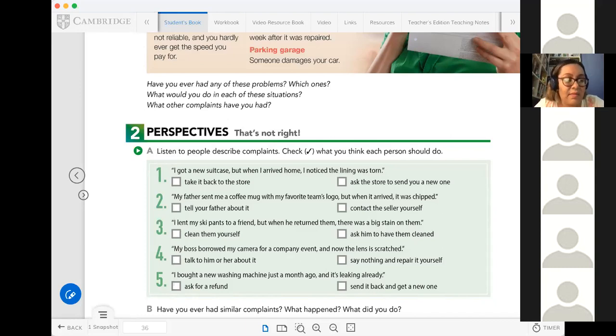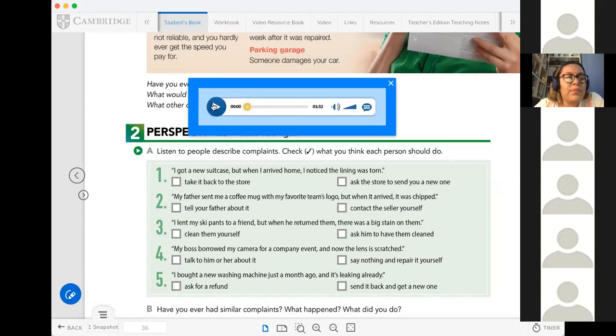No, es una queja. So listen to people describe complaints. Check what you think each person should do. Right now, we're going to listen to them and just mentally try to select the option that they should take. What you consider they should do, and then we're going to check your opinions together. So let's listen. Wait, am I sharing my audio with you? No, I wasn't. Now, can you listen?